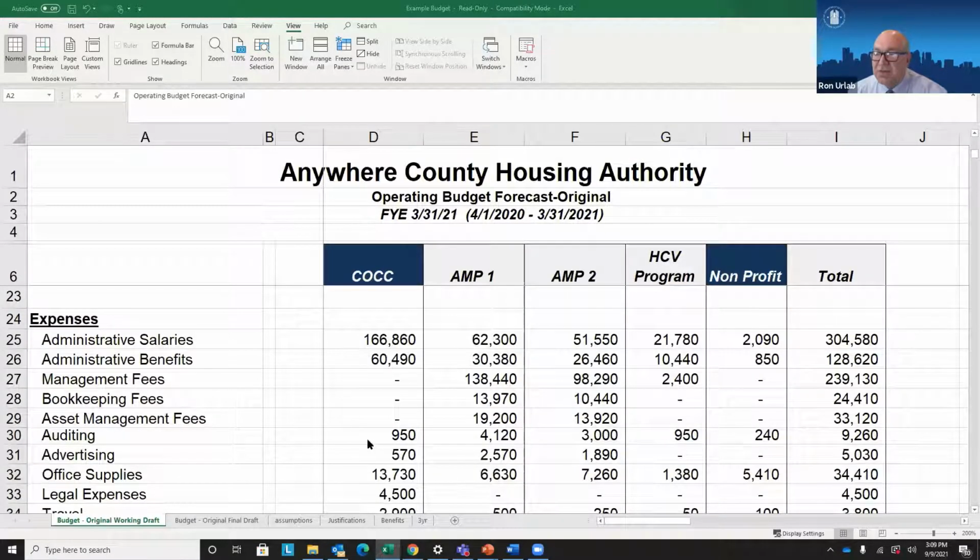Okay, let's stop here. You can see on row 27 management fees that AMP 1, 2, and the voucher program, this is where they are paying the management fees to the COCC. So you're seeing that it's coming out as an expense out of these buckets, and then it's going into the COCC as profit here. So you're kind of looking over the expenses here, breaking it out. So let's go down.